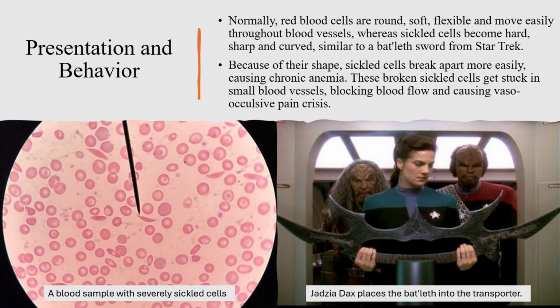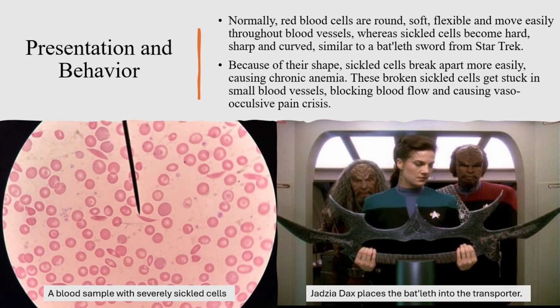and curved. I like to use the comparison of a bat'leth sword from Star Trek, because the shape just visually makes sense to me. I mean, these cells become sharp and crescent-like instead of smooth and round, much like a bat'leth sword.